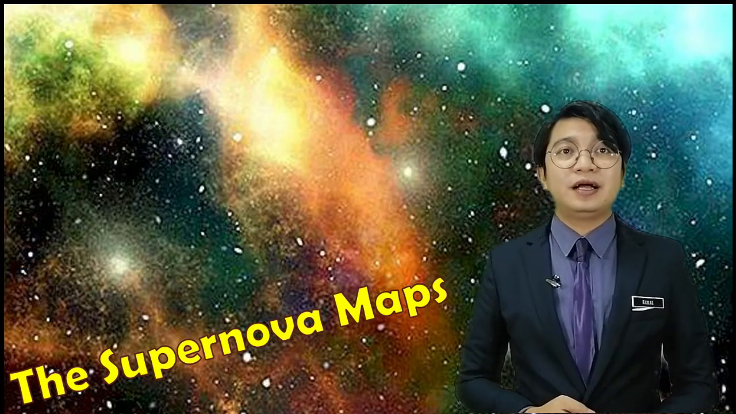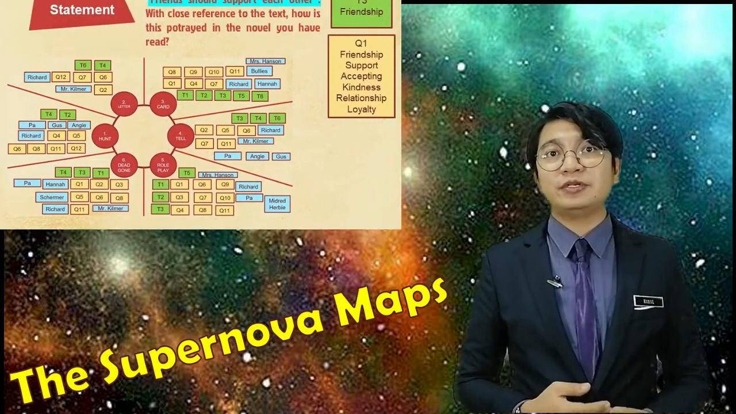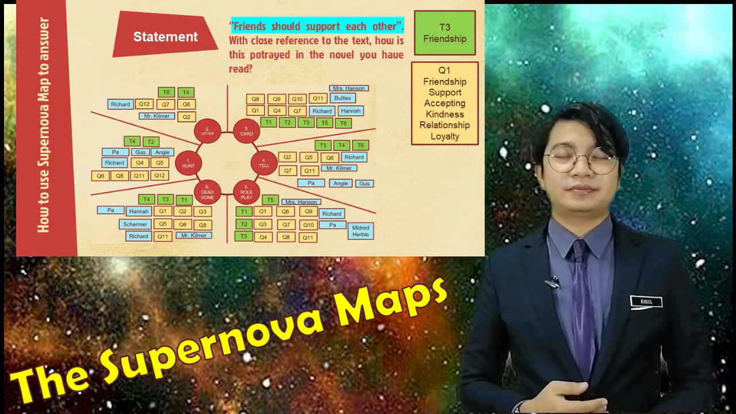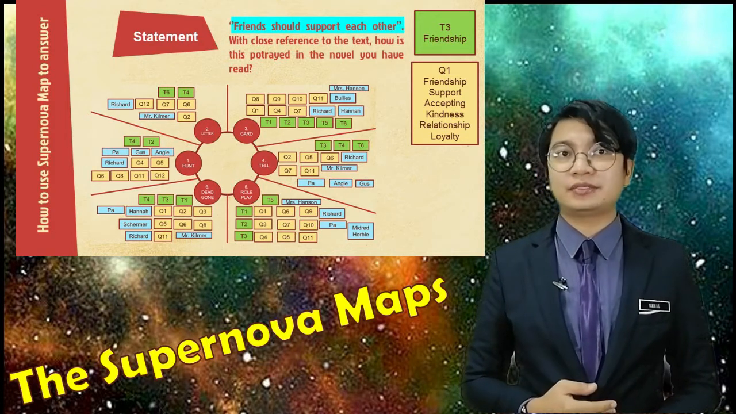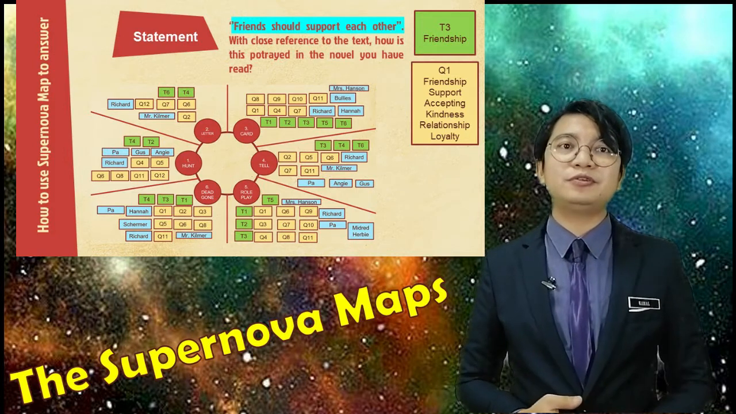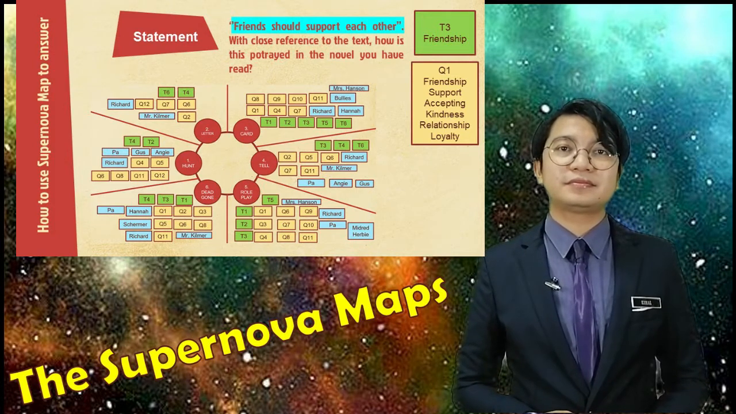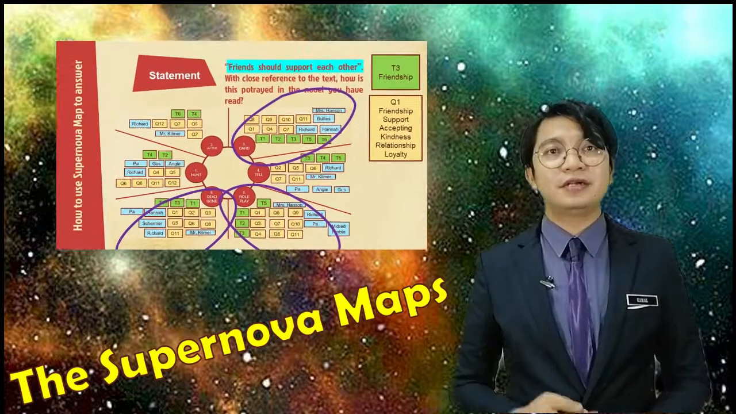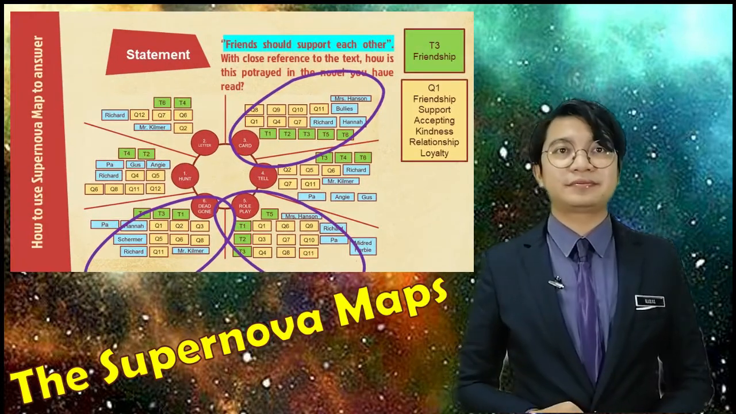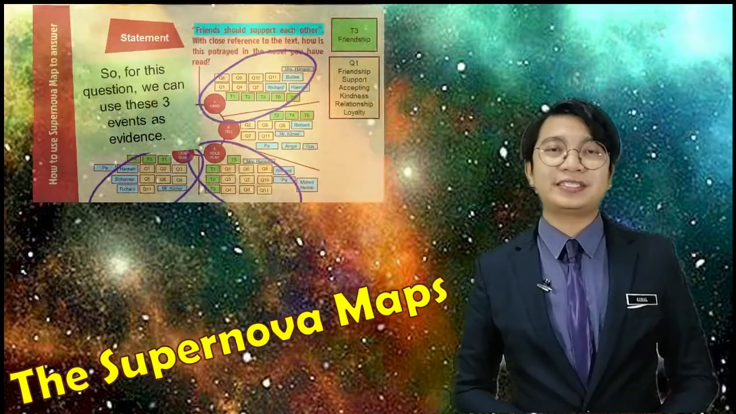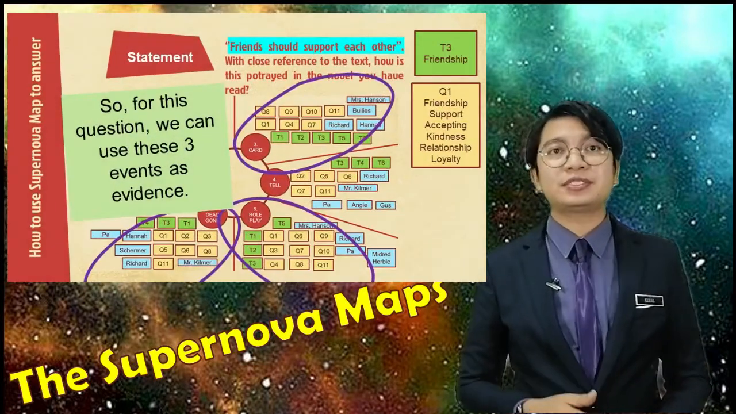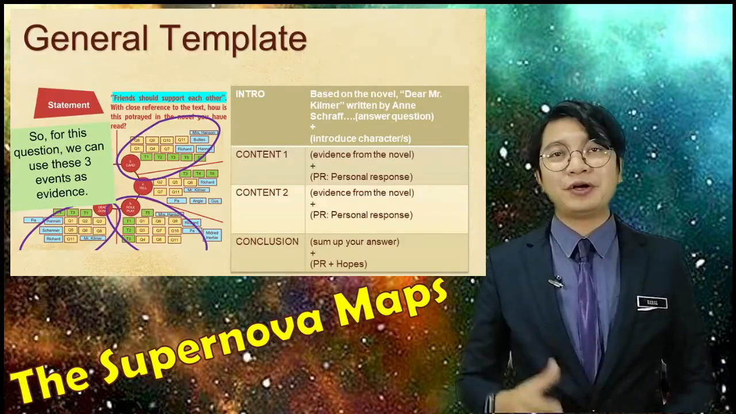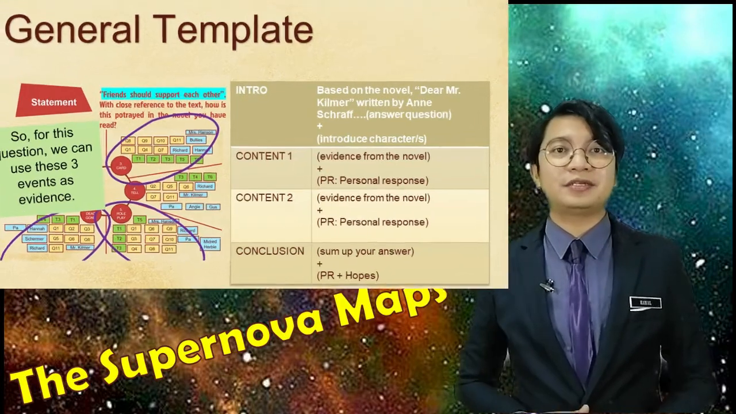Okay, now let us try and use the Supernova Map for this question. The question has the keyword in Q1 and is also relevant to T1. Therefore, which events can we use as evidence? Yes, the events are Cut for Hannah, the role play, and The World is Dead. So, for this question, these 3 events can be used as the evidence to support your answers. Now, pause the video and use this table to draft up your answers.